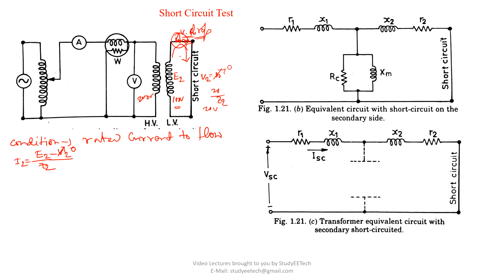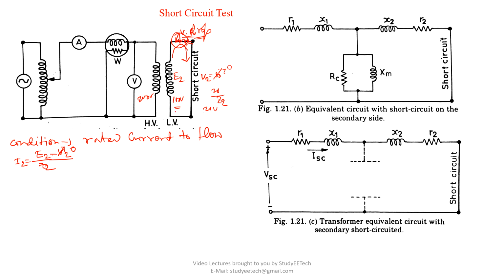The reason is very simple: there is no opposition of the load resistance, only its own winding resistance and reactance. It has to overcome that part only, so it can overcome its own winding resistance and impedance reactance drop. Then a small voltage is quite enough to circulate the rated current here.